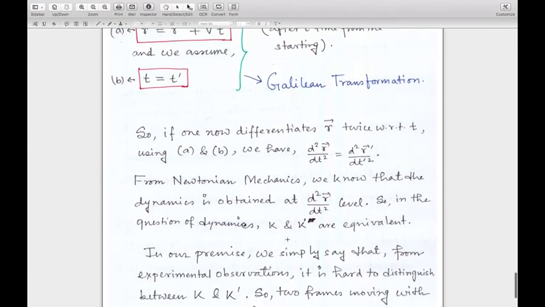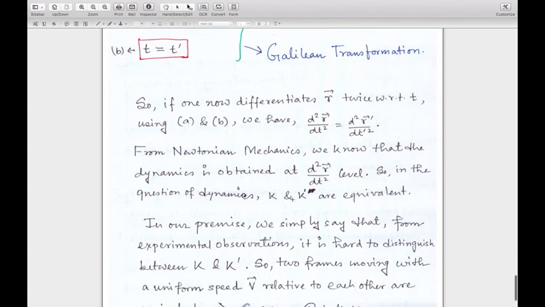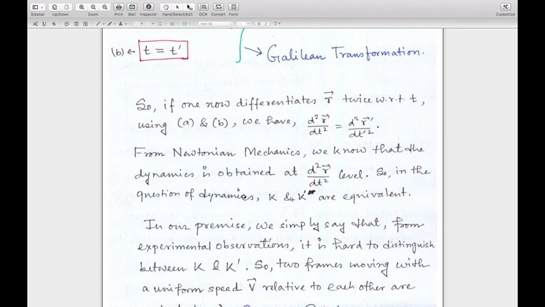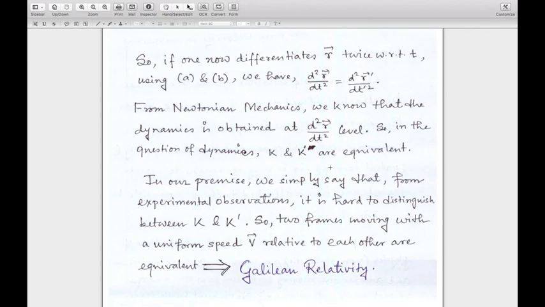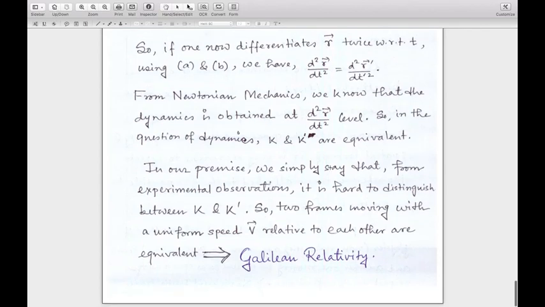Now, if one differentiates r twice with respect to t using a and b, we can simply say that d2r/dt2 will simply be d2r'/dt'2. And we also know that if we think about what Newtonian mechanics says, the dynamics starts from the d2r/dt2 level. So from the point of view of dynamics, basically these two are equivalent. But we will now not be using Newton's law in general.